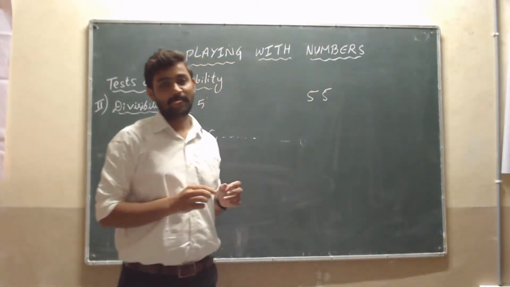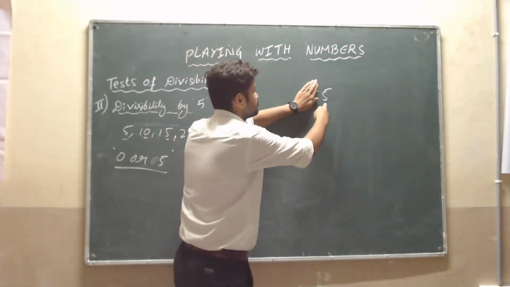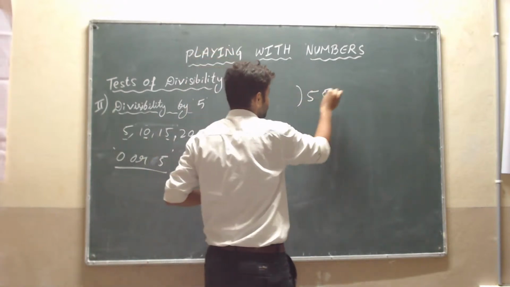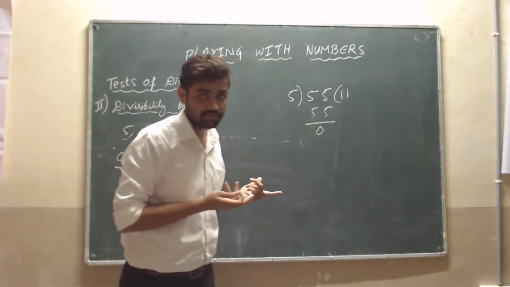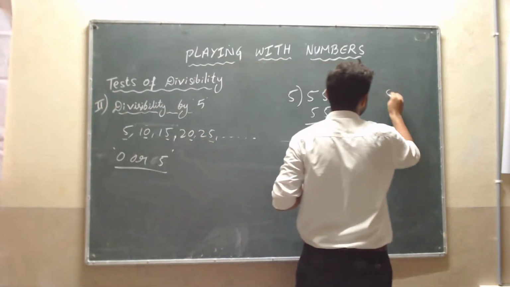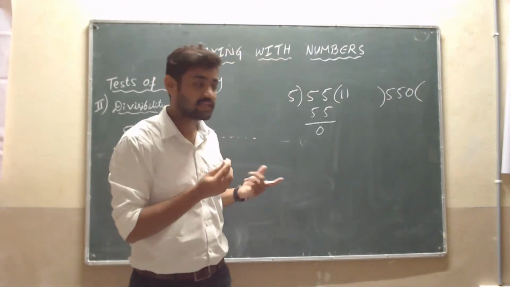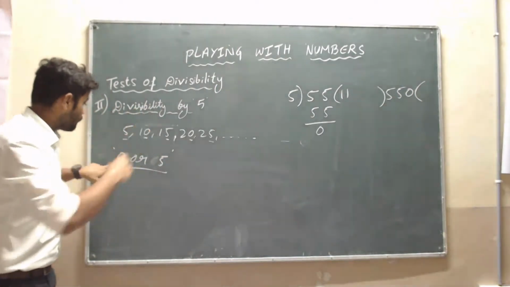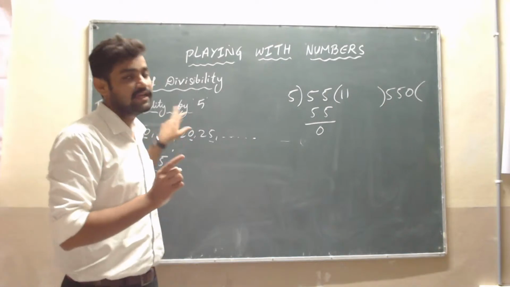55 is there. Is 55 easily divisible by 5? Yes. Why? Because at one's place it is 5. Then we can check also: 5 elevens are 55 directly. Remainder is 0. Then suppose 550. Whether it is divisible by 5? Yes, sir, sure. Why? Because at one's place it is 0. One's place only 0 or 5, so it is easily divisible by 5.